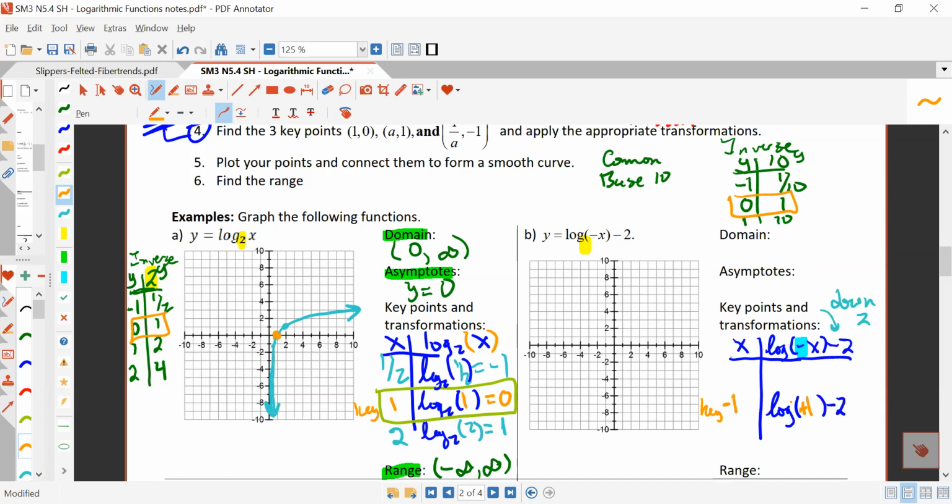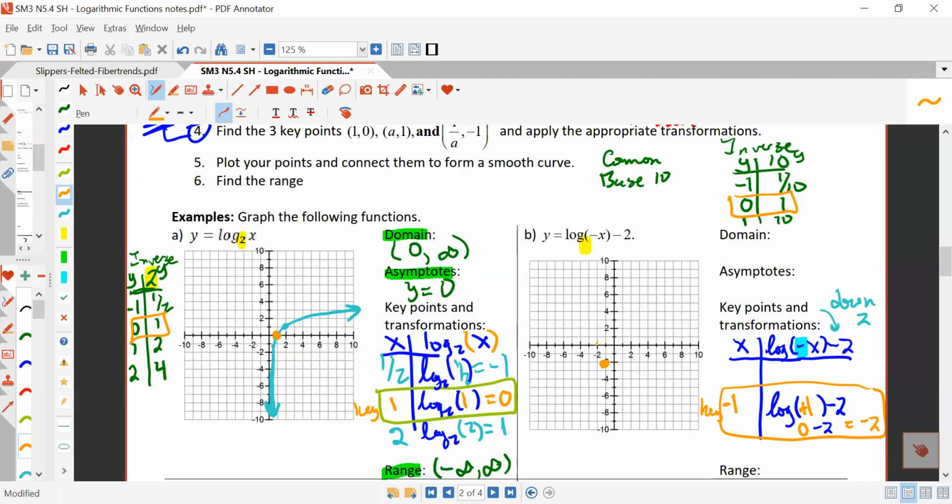So I can input 1 and get essentially 0. So this turns into 0 and then minus 2. So my answer here is negative 2. So my key point on my actual graph is negative 1, negative 2. That is my actual key point.